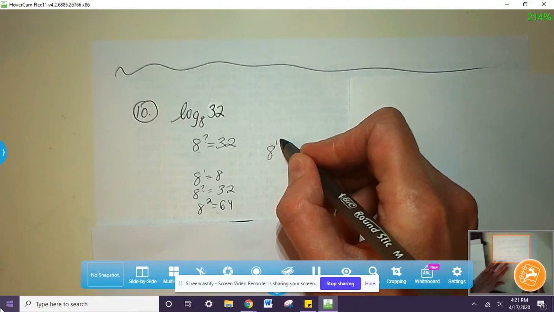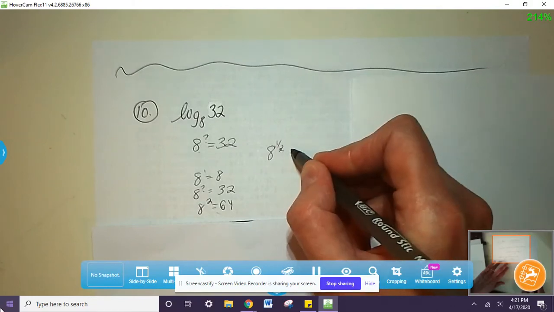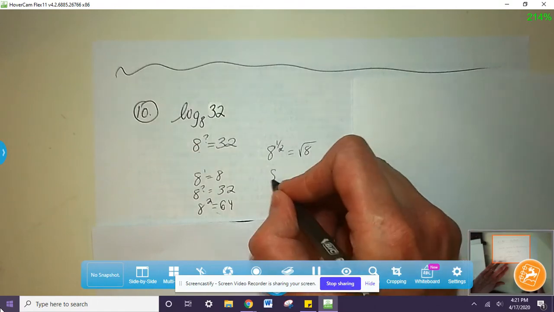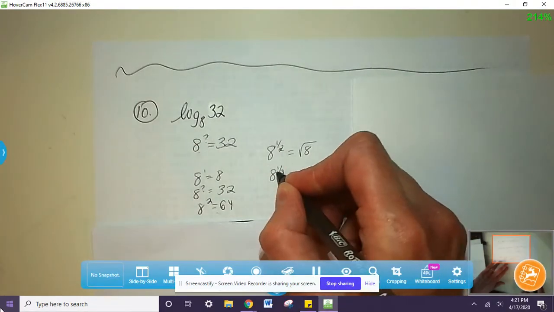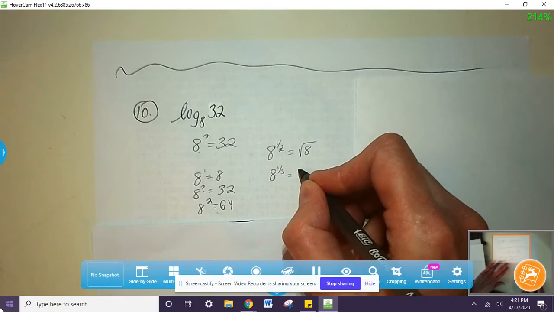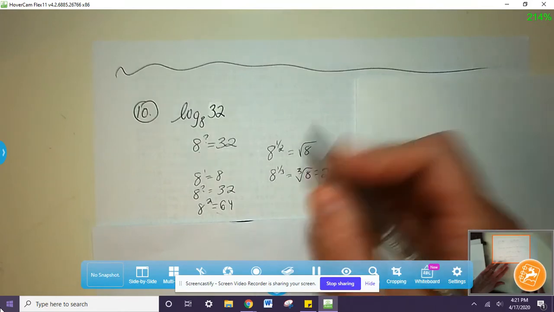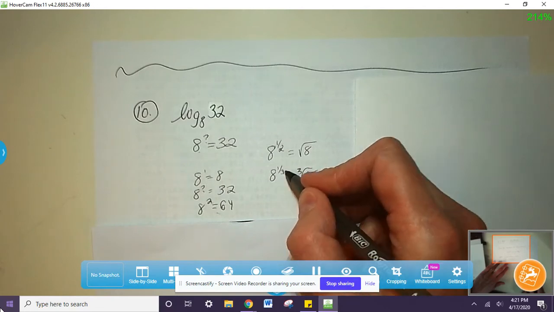What fraction exponent do I know for this? Do I know x to the 1/2? Do I know the square root of 8? No. So then I say, okay, well, do I know 8 to the 1/3? Yes, 8 to the 1/3 gives me 2. Now I don't know 8 to the 1/4 and I don't know 8 to the 1/5.